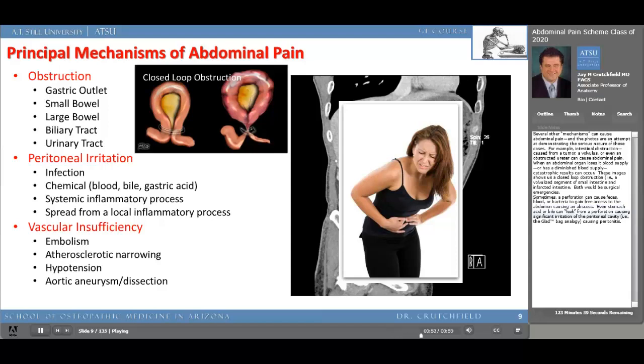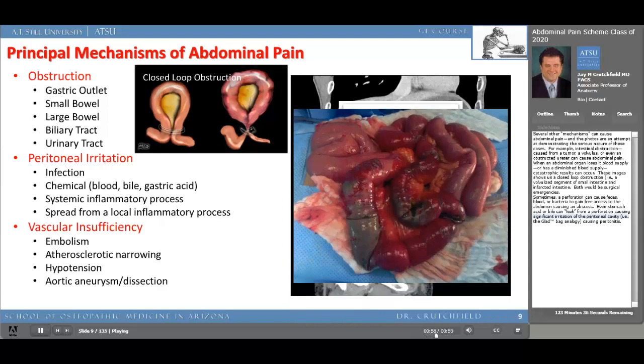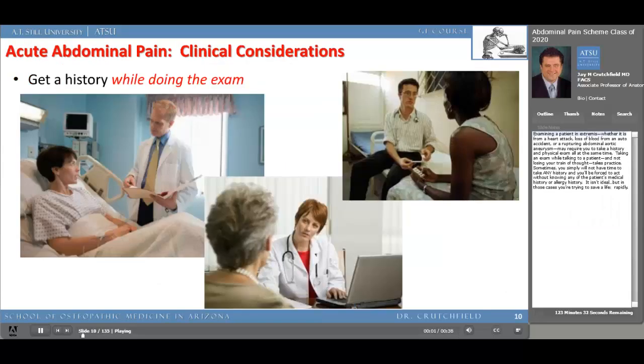Examining a patient in extremis, whether it's from a heart attack, loss of blood from an auto accident, or a rupturing abdominal aortic aneurysm, may require you to take a history and physical exam and perform this all at the same time. Taking an exam while talking to a patient and not losing your train of thought takes some practice. Sometimes you will not have time to take any history, and you'll be forced to act without knowing any of the patient's medical history or allergy history. It isn't ideal, but in those cases, you're trying to save a life rapidly.